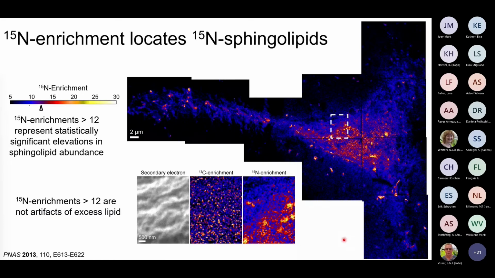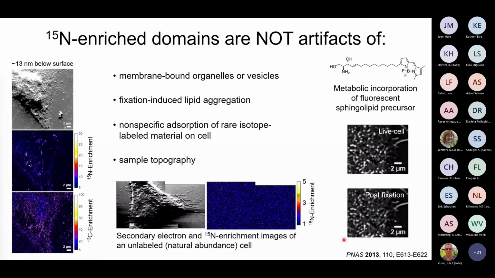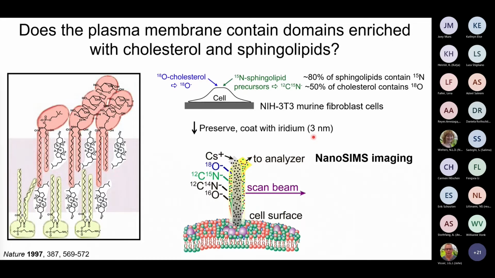So we did a lot of control experiments on this. We have ruled out that it's membrane-bound organelles or vesicles, so it's not excess lipid. It's not any type of aggregation of our labels or lipids due to fixation, which we checked with some live cell imaging of a fluorophore labeled sphingolipid. It's not non-specific absorption of our isotope labels on the sample, and it's not the topography. So having ruled out all that, I'll show you briefly what happened with our actual imaging.